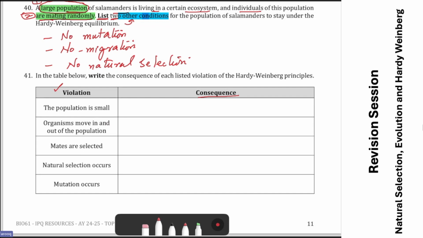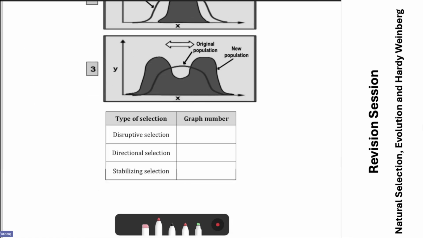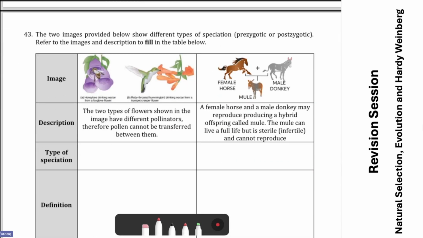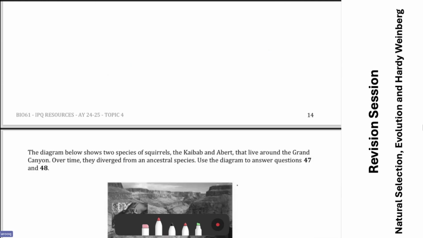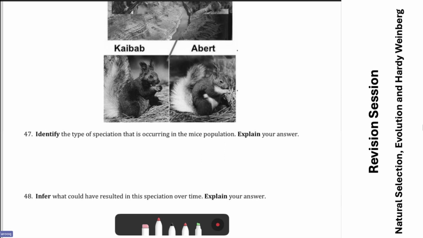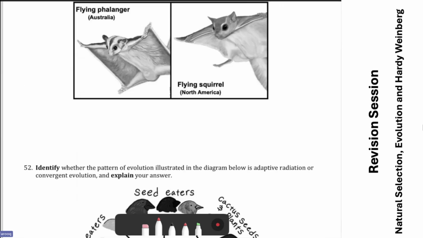Of course, if the population is small, then the chances of such events will be more, like you can learn them, the consequences. The consequence will ultimately be that it's going to cause mutation. This is not included in the current exam. So we will look at the ones which are included in the current exam, like speciation and adaptive radiation, all these.